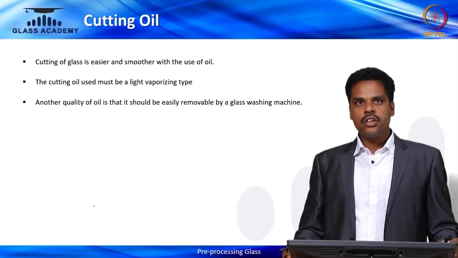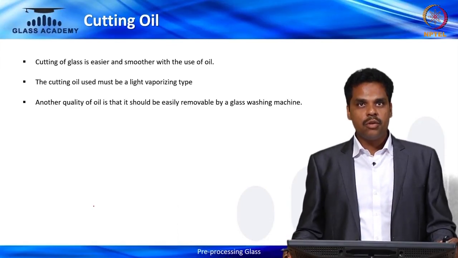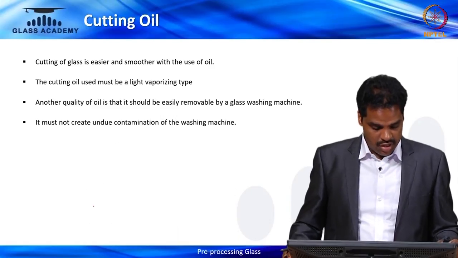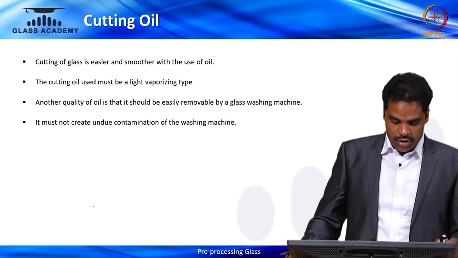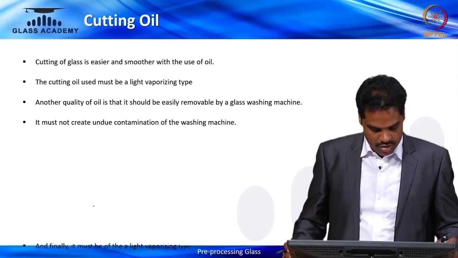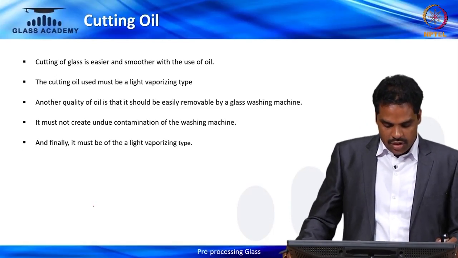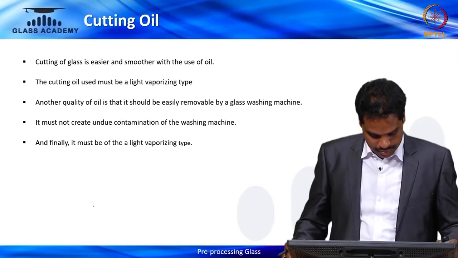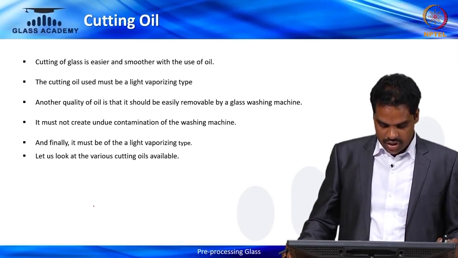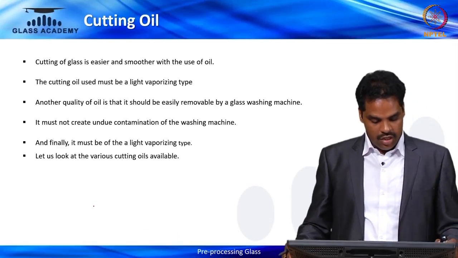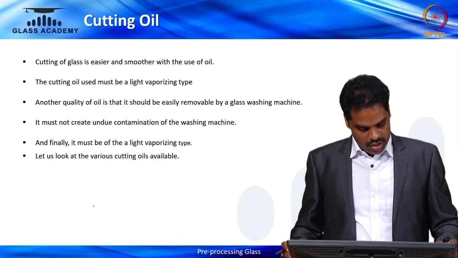Another quality of the oil is that it should be easily removable by the glass washing machine, and it must not create undue contamination in the washing machines. And finally, it must be a high vaporizing type. Please ensure these points while selecting the cutting oil. Let us look at the various cutting oils available.